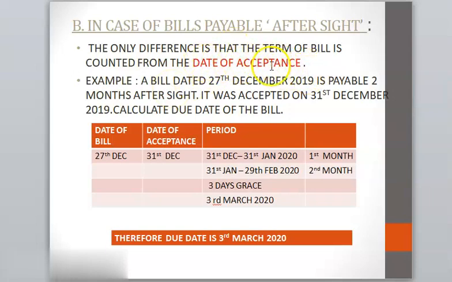Now let us understand this with the help of an example. A bill dated 27th of December 2019 is payable 2 months after sight. It was accepted on 31st of December 2019. Calculate the due date of the bill. Now, the bill is drawn on 27th of December, but it is accepted on 31st of December 2019. See here, date of bill 27th and date of acceptance 31st of December. Now we are going to start calculating the period of bill from 31st of December.